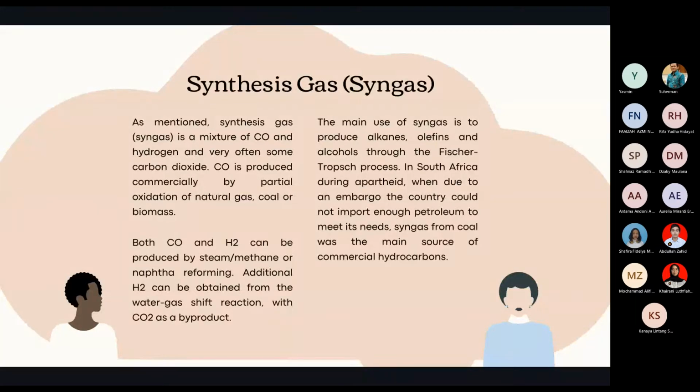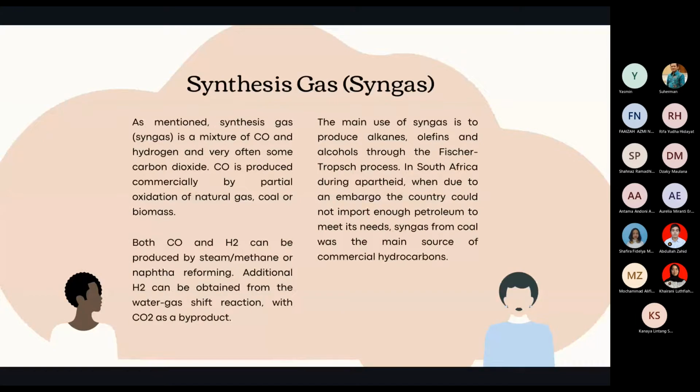Next, we have the synthesis gas or syngas. As mentioned, synthesis gas is a mixture of carbon monoxide and hydrogen, and very often some carbon dioxide. CO is produced commercially by partial oxidation of natural gas, coal, or biomass. Both CO and H2 can be produced by steam methane or naphtha reforming. Additional H2 can be obtained from the water-gas shift reaction with CO2 as a byproduct.